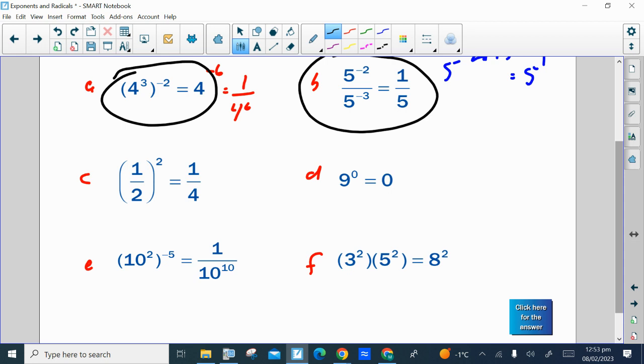What about the next one? Brody, is that correct or incorrect? Yes, because you're going to square both the 1 and the 2. 1 squared is 1, 2 squared is 4. That one is correct.